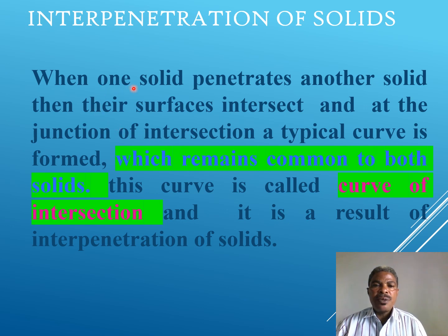So when two solids interpenetrate, their surfaces intersect, and at the junction of intersection, a typical curve is formed, which remains common to both solids. This curve is termed the intersection, and it is a result of the interpenetration of the solids.